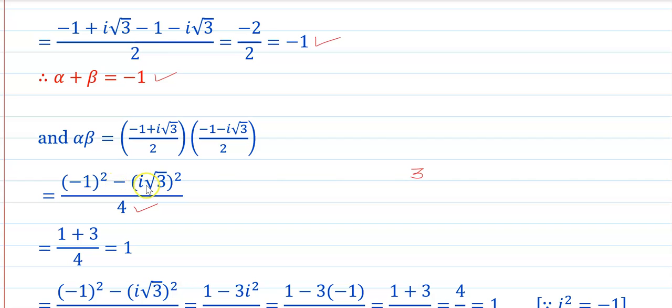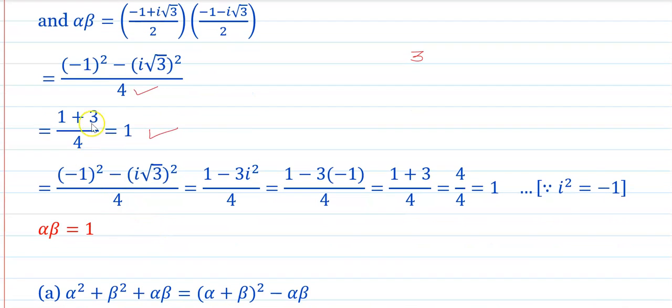And here is a minus sign. Minus minus, that will become plus. And hence minus 1 square is 1. I square is minus 1 and this minus will become plus, 1 plus 3, 4. 4 upon 4 will get here 1. And hence the product, that is alpha into beta, equals 1.